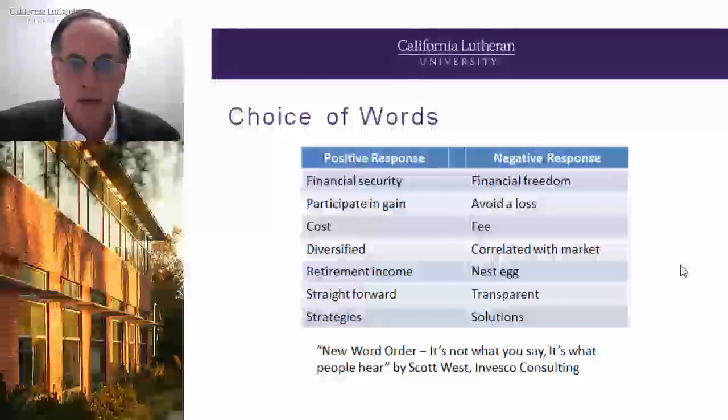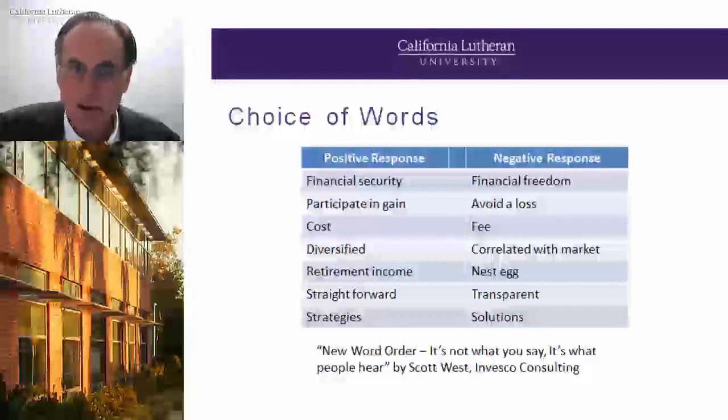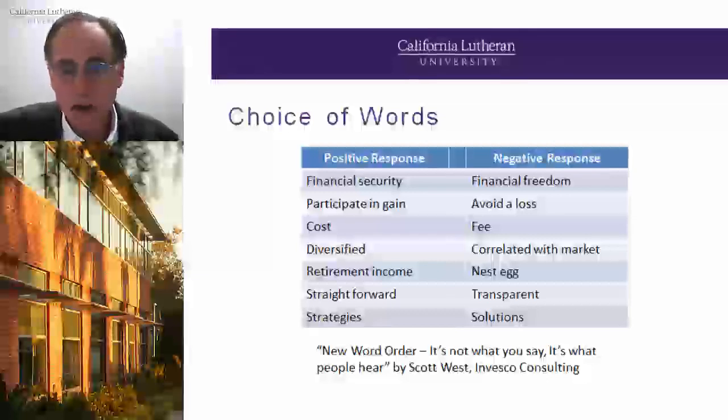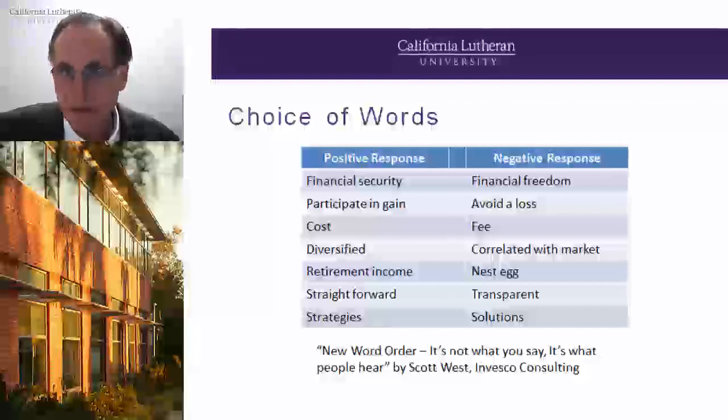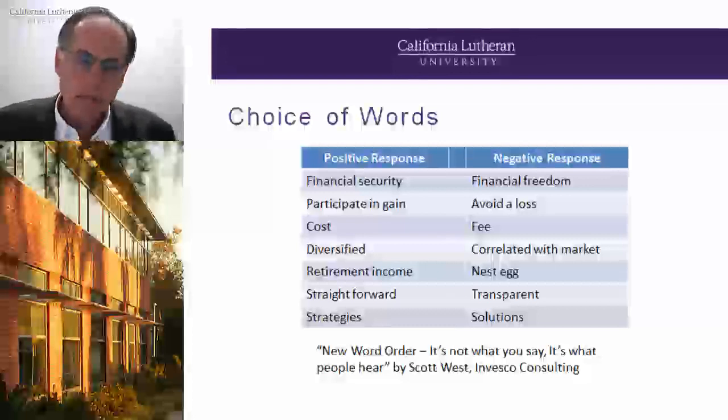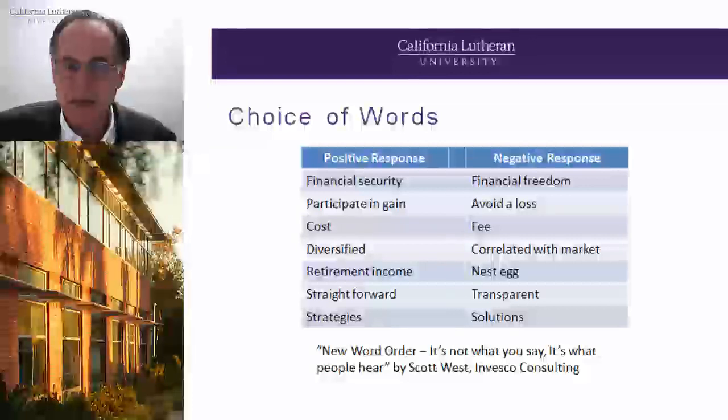In this presentation, the speaker shared empirical evidence, which quantified how test audiences responded to sets of financial terms. Their immediate response was collected using a clicker-type device that electronically recorded positive and negative reactions. When faced with a choice of words, the subject audience responded positively to financial security, but negatively to financial freedom. They responded positively to participation in gain, but negatively to avoid a loss.